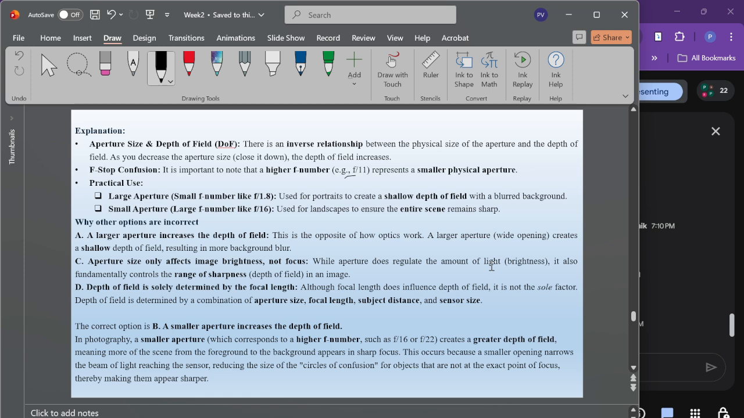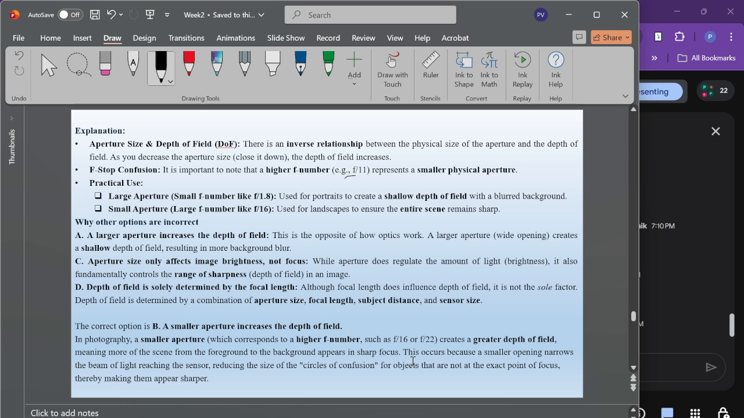Our next option, C: aperture size only affects image brightness, not focus. While aperture does regulate the amount of light, that is the brightness, it also fundamentally controls the range of sharpness in an image. Option D: depth of field is solely determined by the focal length. Although focal length does influence the depth of field, it is not the sole factor. Depth of field is determined by the combination of aperture size, focal length, and subject distance, as well as sensor size. So the correct option is B.